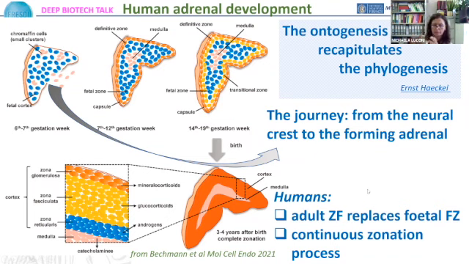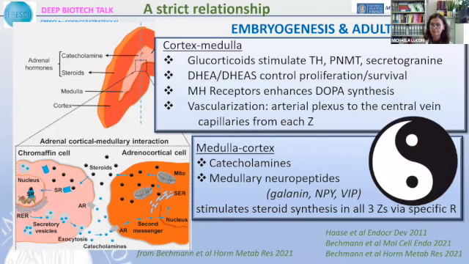This type of structure, only in humans, is replaced after birth by a different type of cells that constitute the adult adrenal. So there is a further complexity: not only the different structure of two different organs together, and in the cortex different zones producing different hormones, but also plasticity during the embryogenesis.